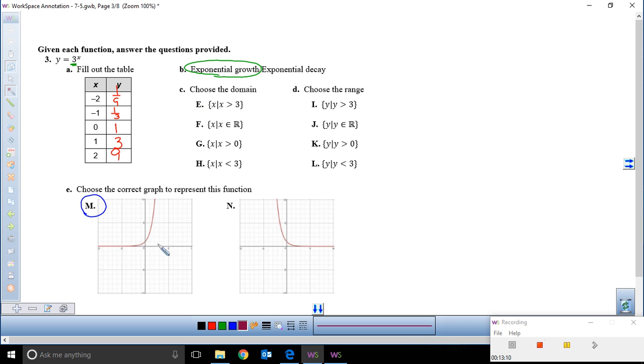Our domain is all of our x values, and since we can sub any number in for x, our domain is going to be the set of all x's such that x is an element of the real numbers. So if I look, that's going to be letter F.